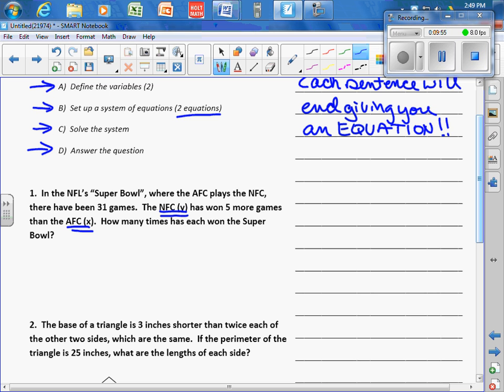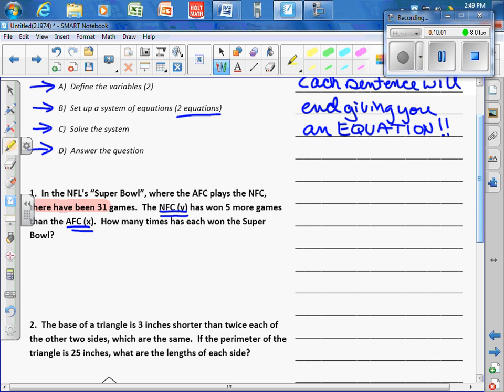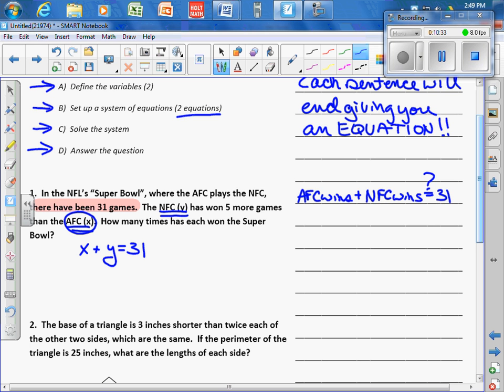Each sentence will give you an equation. So let's take a look at the first sentence. The first sentence is, there have been 31 games. Well, wouldn't it make sense that if there have been 31 games, the AFC wins plus the NFC wins would equal 31? Isn't that what we're saying? So if the AFC wins plus the NFC wins is equal to 31, what are we calling the AFC wins? Well, we're calling that X. Plus the NFC wins, Y, is equal to 31. There's your first equation.